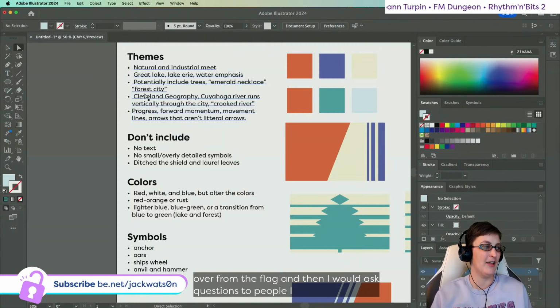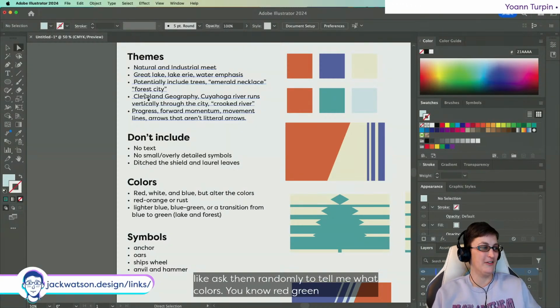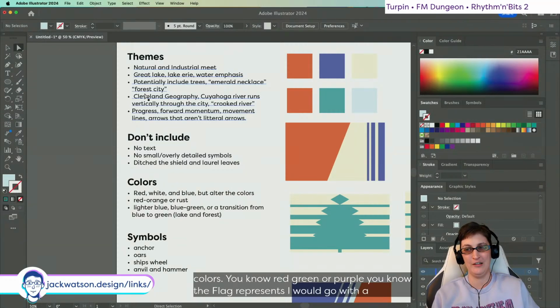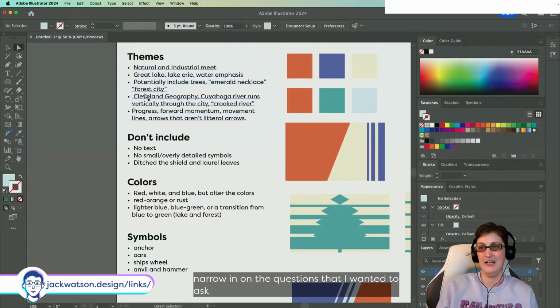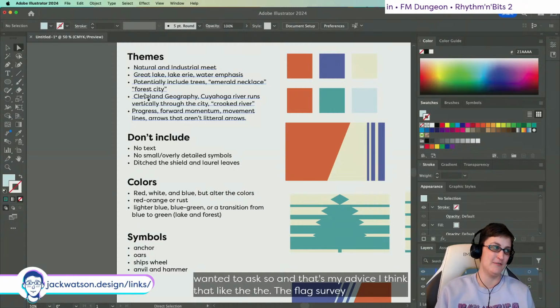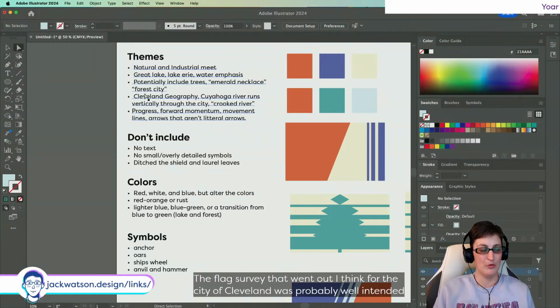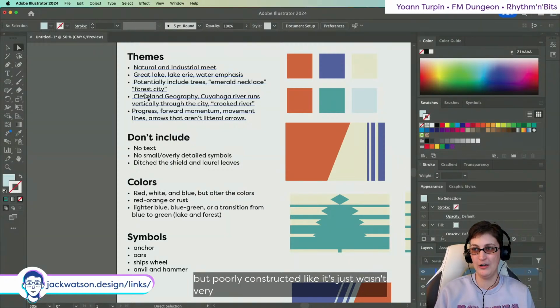I wouldn't ask them randomly to tell me what colors, red, green, or purple, the flag represents. I would narrow in on the questions that I wanted to ask. That's my advice. I think the flag survey that went out for the city of Cleveland was probably well intended, but poorly constructed. It just wasn't very well thought out.